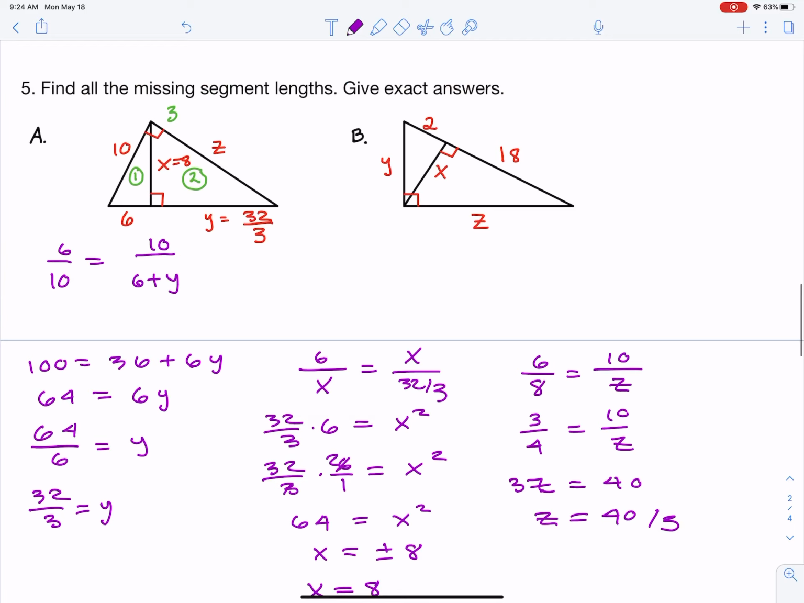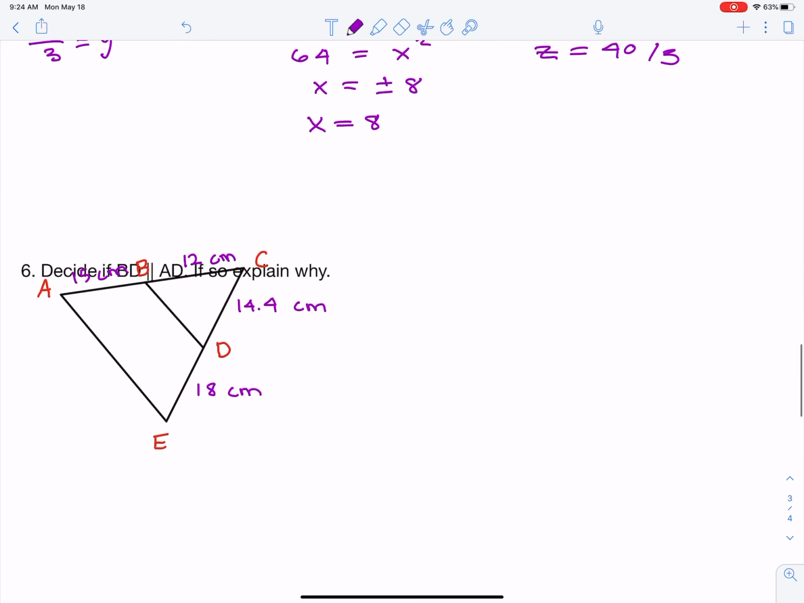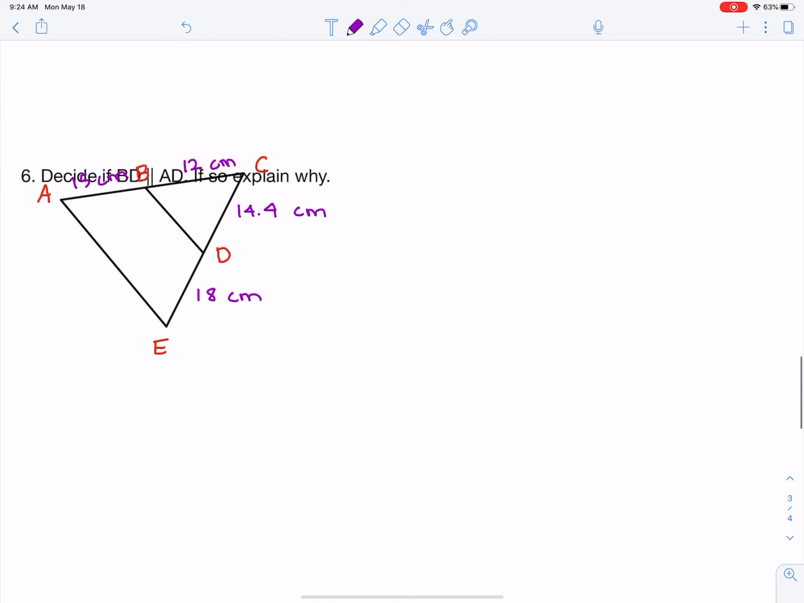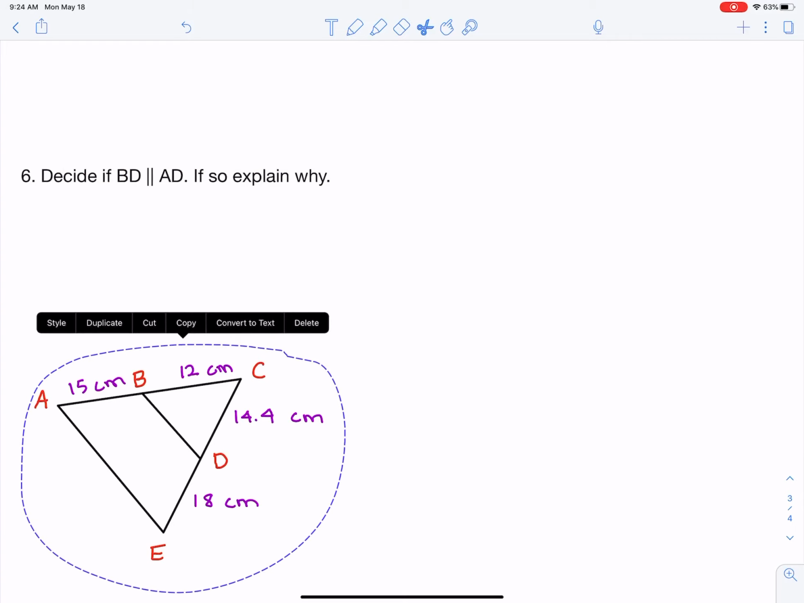Let's keep on going. Let's do B. Okay, as you can see, these things kind of fell apart a little bit. Let's see what I can do. I don't want to lose my stuff here.